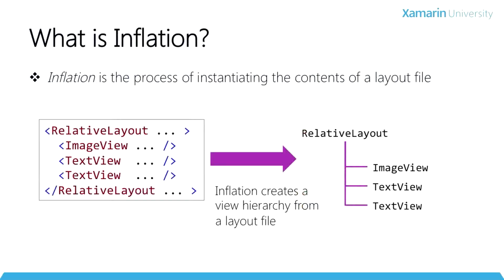So what is inflation? Well, inflation is loading a layout file and then turning it into an in-memory object graph, or view hierarchy, which we can then make use of. So if we look at this slide, we can see a layout file on the left-hand side. Inflation is going to create a view hierarchy of this over on the right-hand side. And once we have our view hierarchy, we can then access the views in code and do things like set properties on them or attach events.